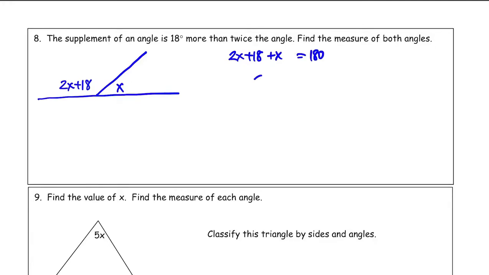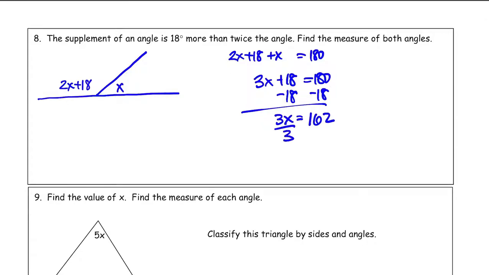Combine your like terms. 3x plus 18 equals 180. Go through the algebra. Subtract 18 from both sides. You get 3x equals 162. Divide by 3. X is 54. Directions say find the measure of both angles.